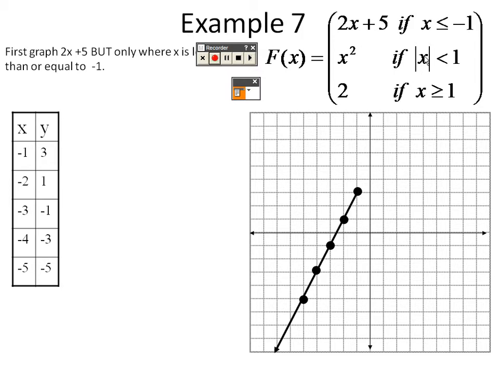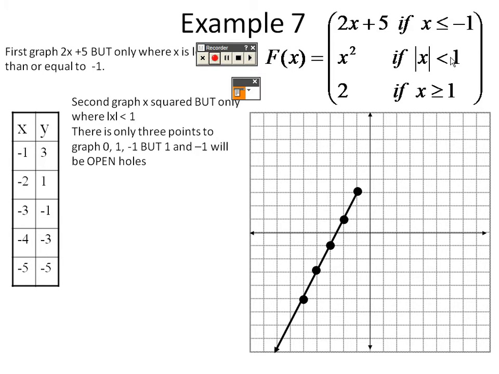Then next, this says the absolute value of x is less than 1. That's basically saying I only want it in between 1 and -1. So what's in between 1 and -1? -1, 0, and 1. That's really it.